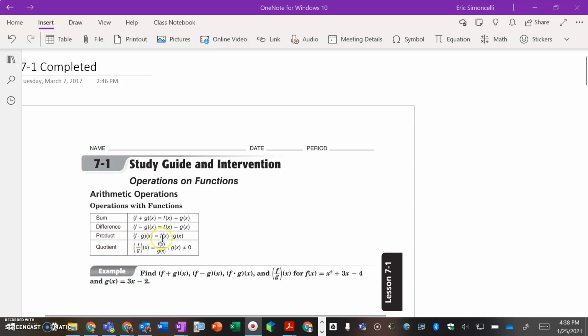The product is simply the product of both functions f and g, as you see, and then of course the quotient, the division of two functions f and g. Note that g(x) cannot equal 0 when you're doing that operation.